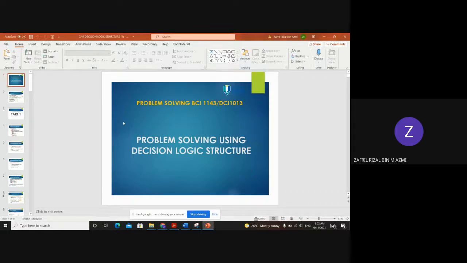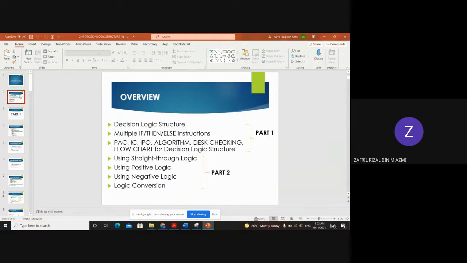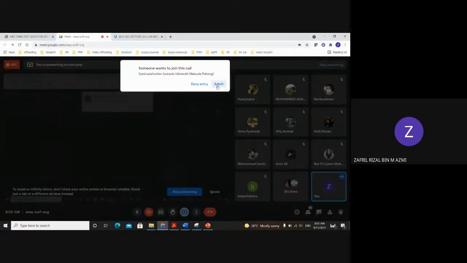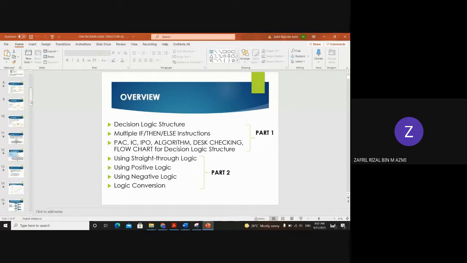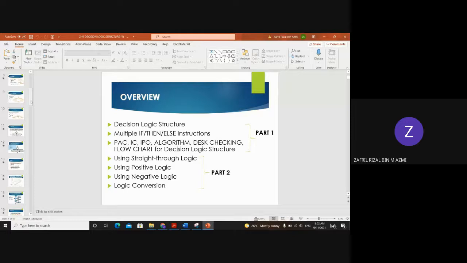So we are back to decision logic structure. The content that we have covered today will be asked during your midterm test next week. Okay, quick recap. What we already learned during part 1. During part 1, what we really looked at is the four types of decision structure.